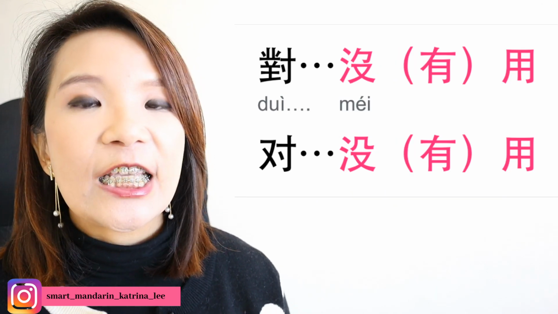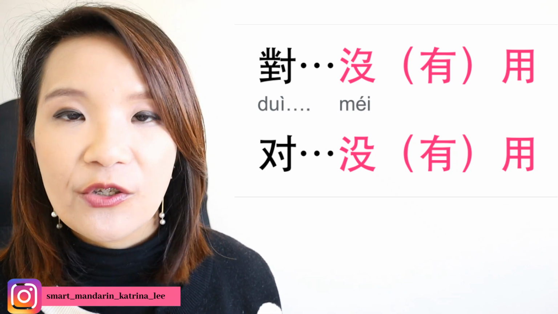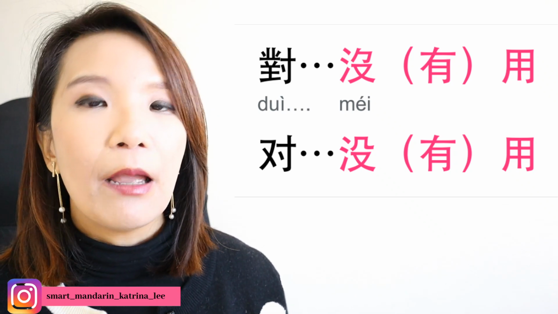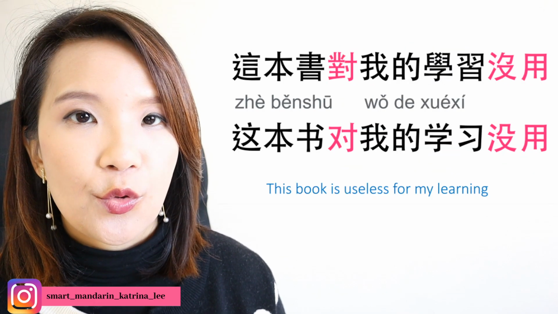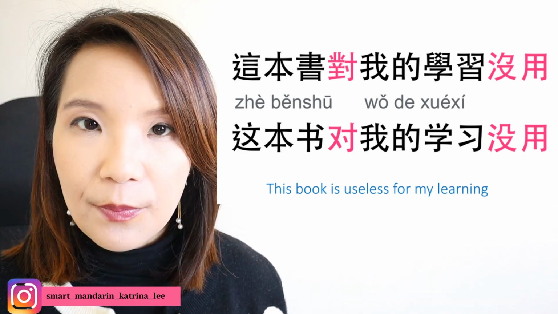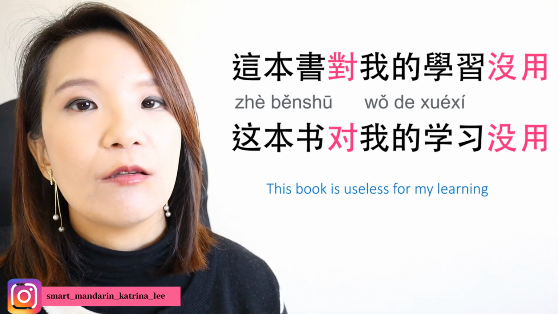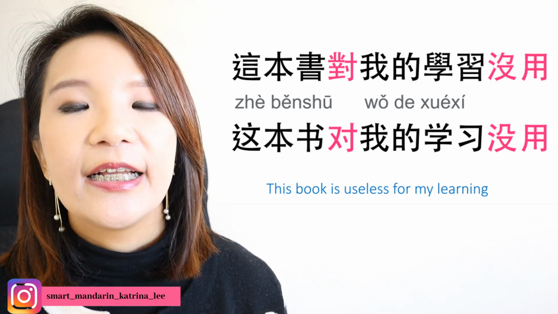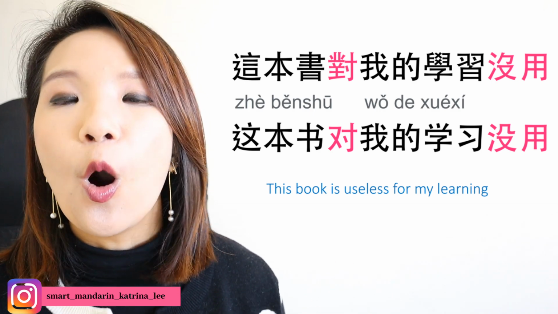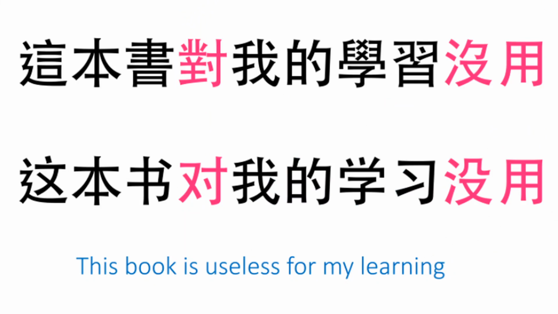And the opposite of this is 对 somebody 没有用. 没有用 is useless, not useful. 对 somebody 没有用. For example, 这本书对我的学习没用. This book is useless for my learning. Now take a look at the characters only. 这本书对我的学习没用. In this case, you can omit 有, 没用. Not useful, useless.